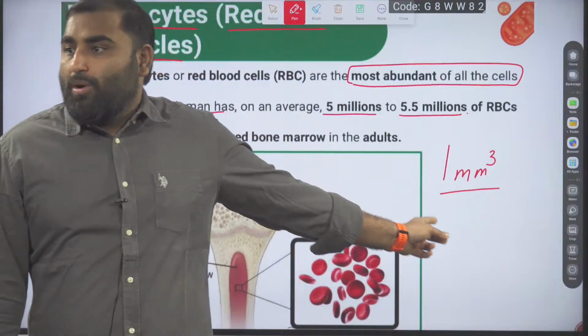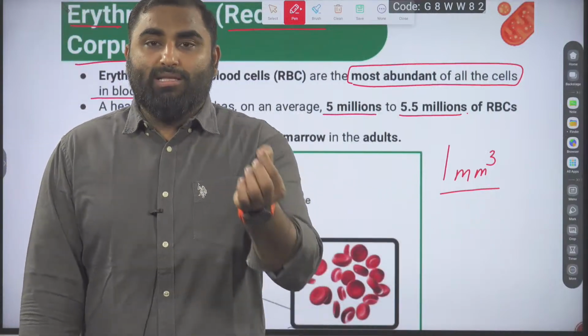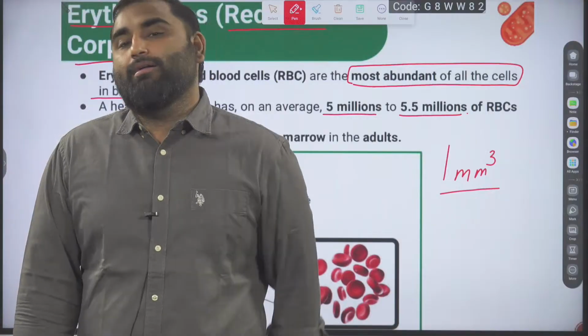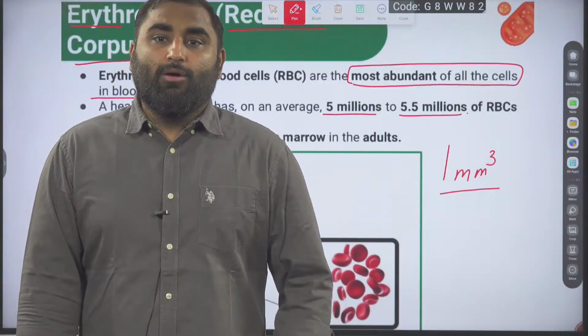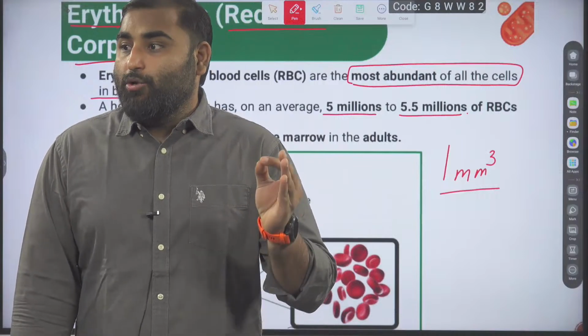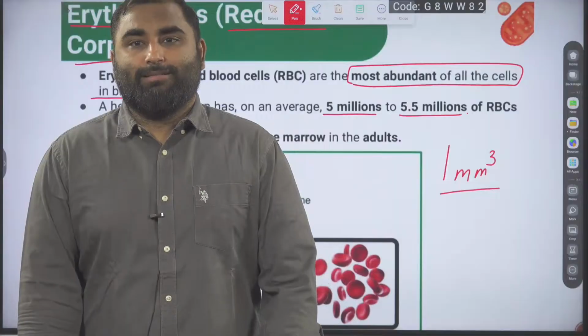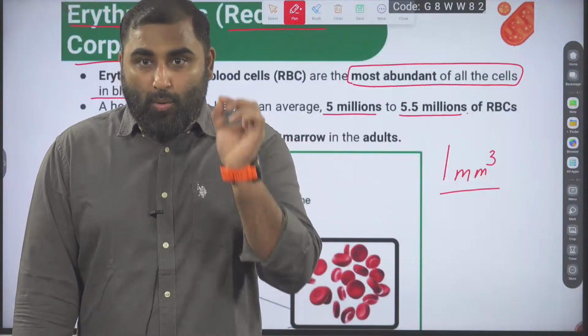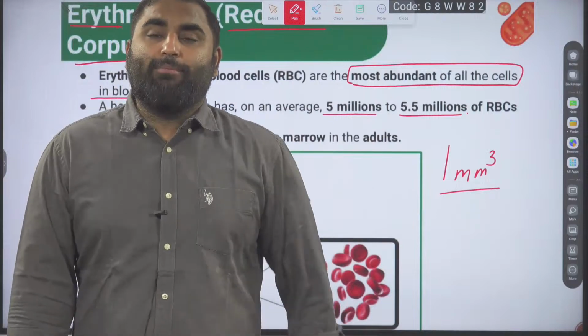How much is 1 millimeter cube? Just one tiny drop of blood. One small tiny drop of blood, which roughly occupies the volume of 1 millimeter cube, will contain 5 to 5.5 million RBC. Okay, one tiny drop of blood is 1 millimeter cube. In that we are having 5 to 5.5 million.